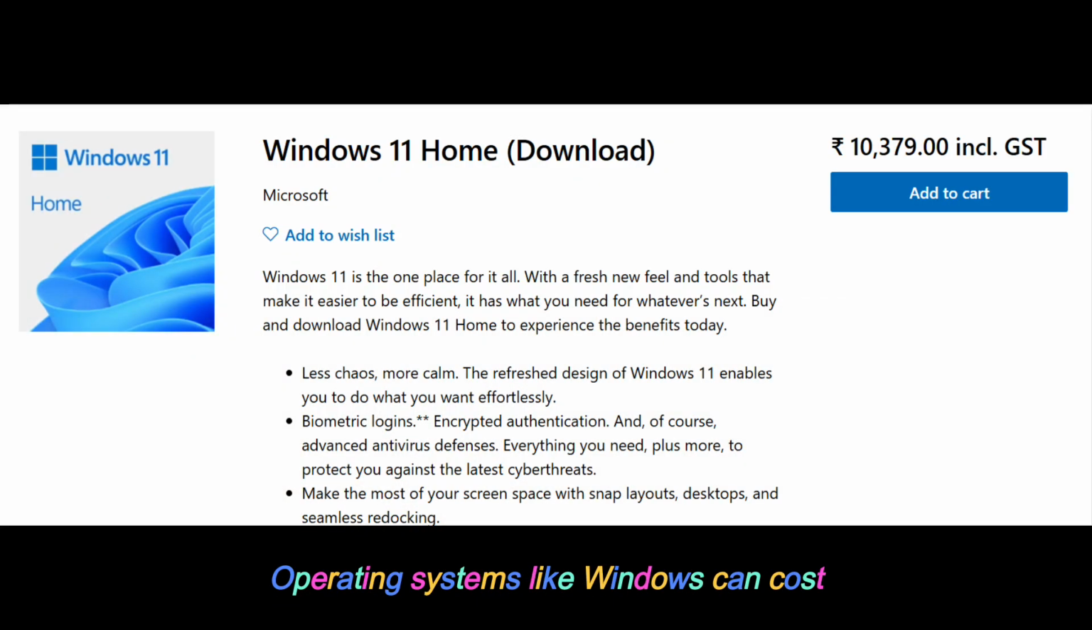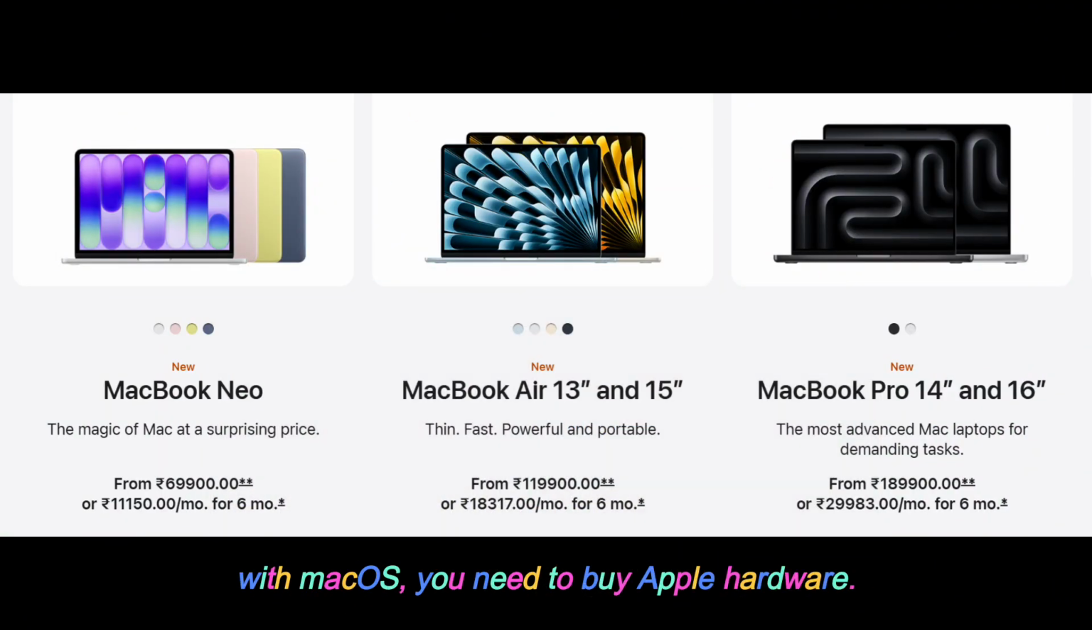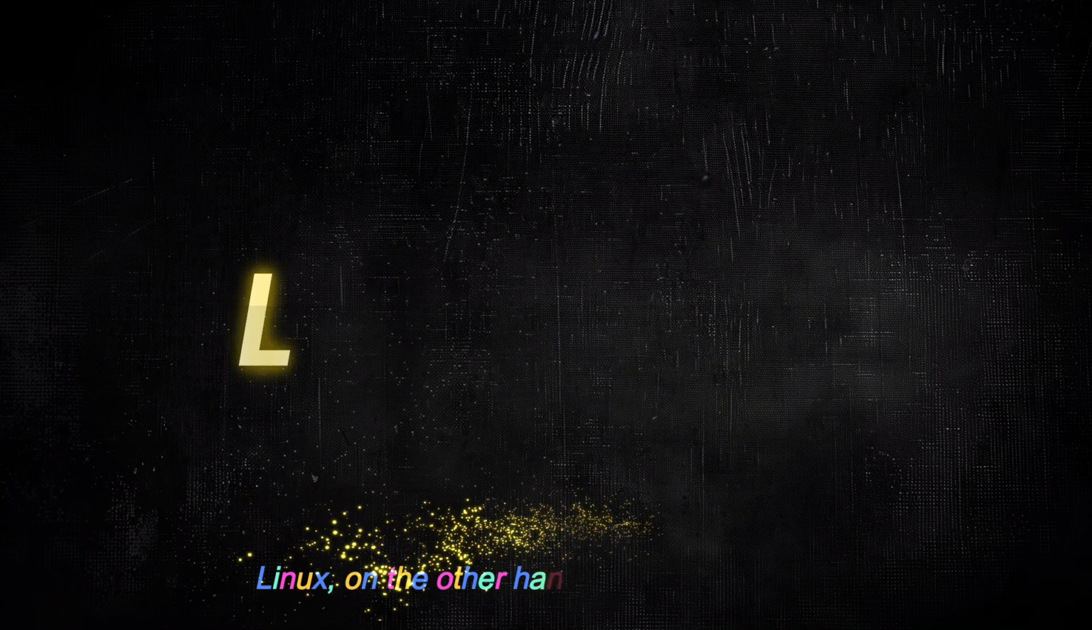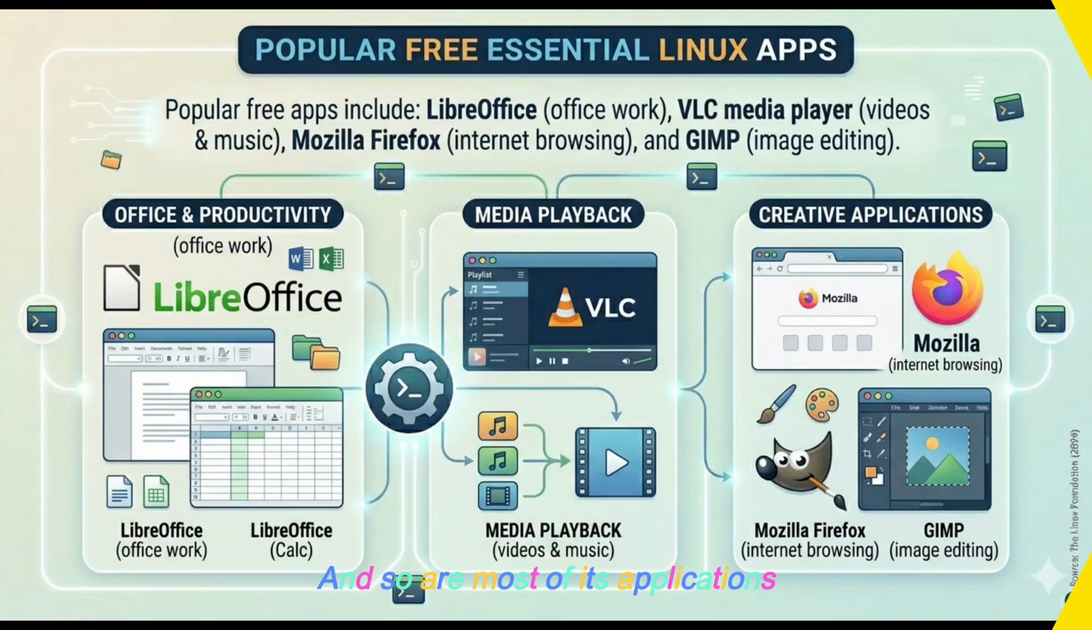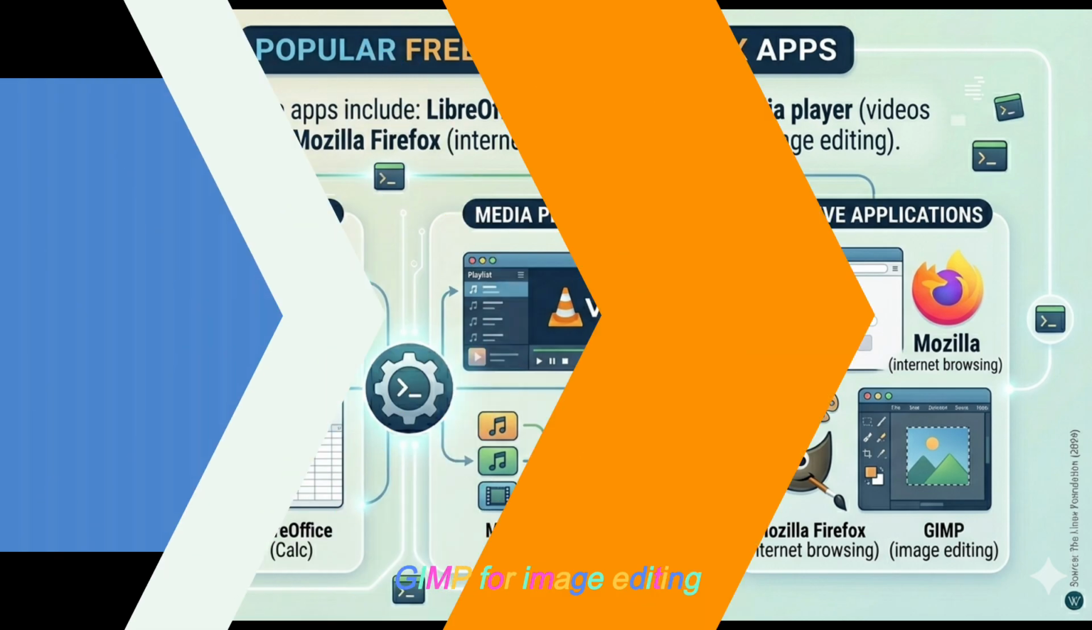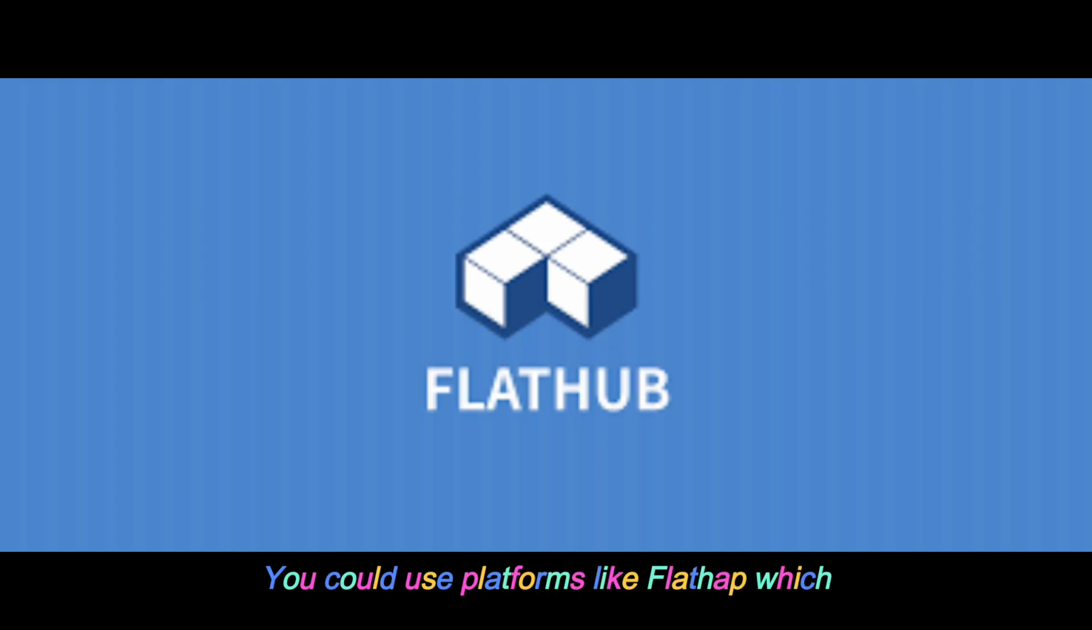Second, cost. Operating systems like Windows can cost around $100 to $200, and with Mac OS you need to buy Apple hardware. Linux, on the other hand, is completely free, and so are most of its applications. Some of the most popular free applications include LibreOffice, which is for office work, VLC Media Player for videos and music, Mozilla Firefox for internet browsing, GIMP for image editing. You could use platforms like Flathub, which makes it easy to find and install these applications.